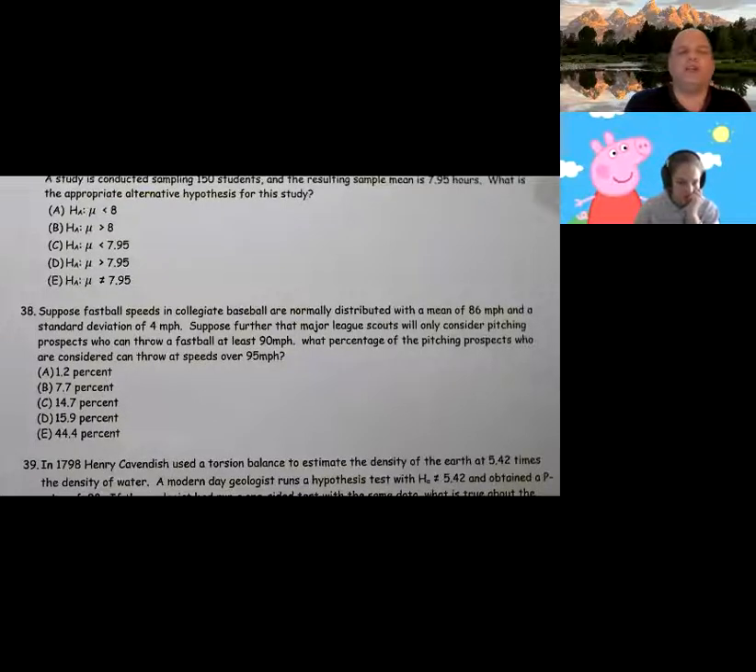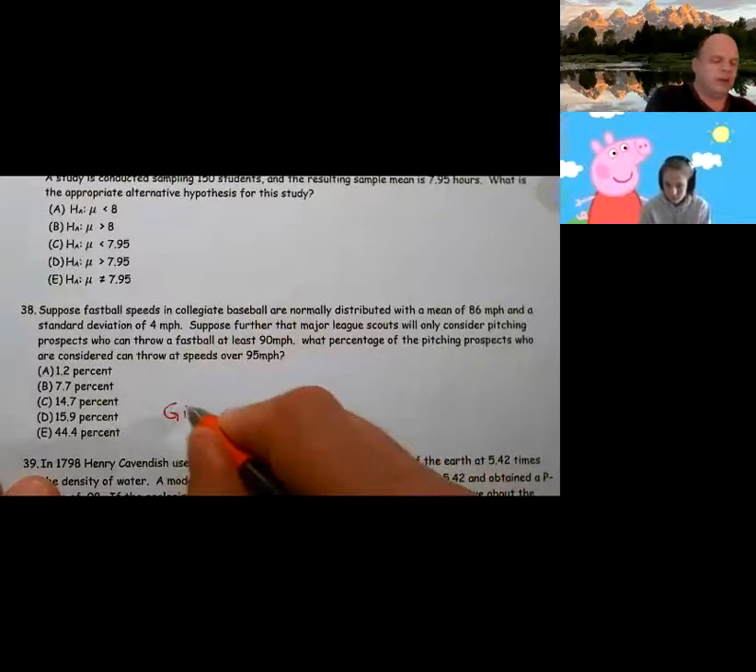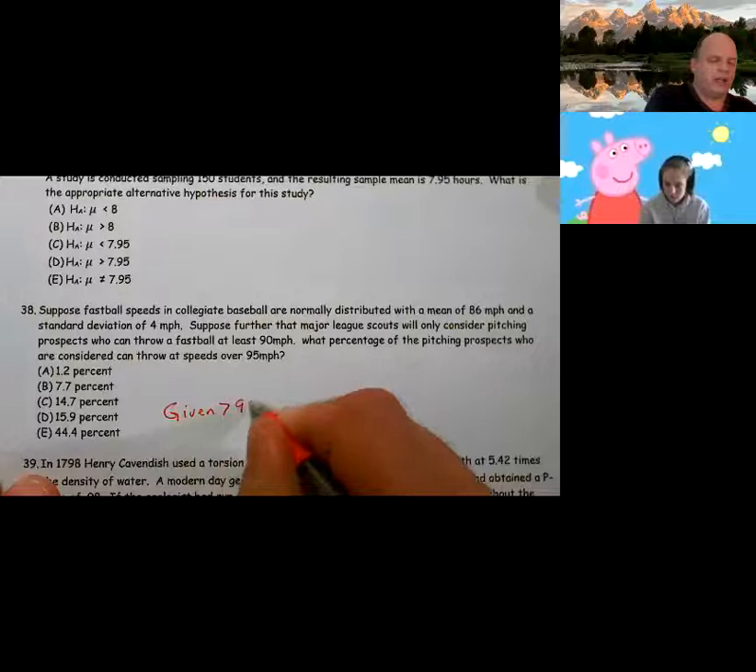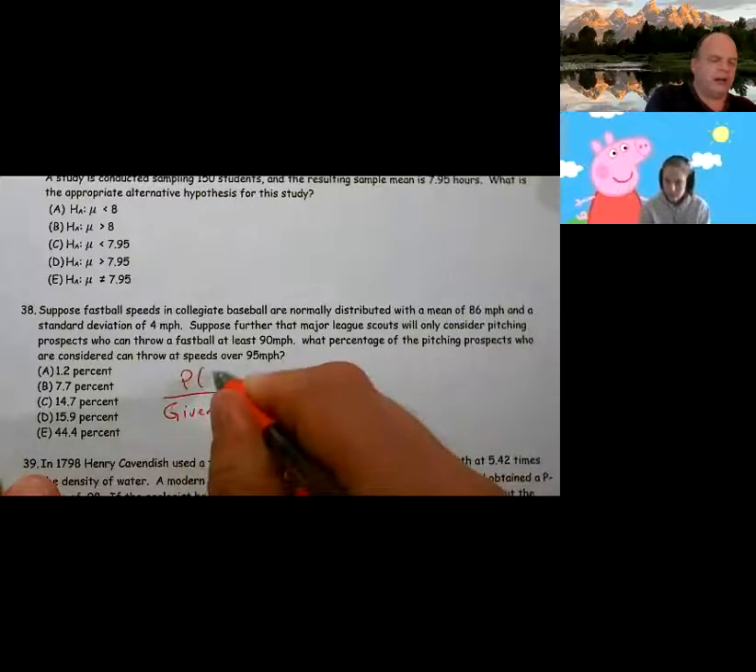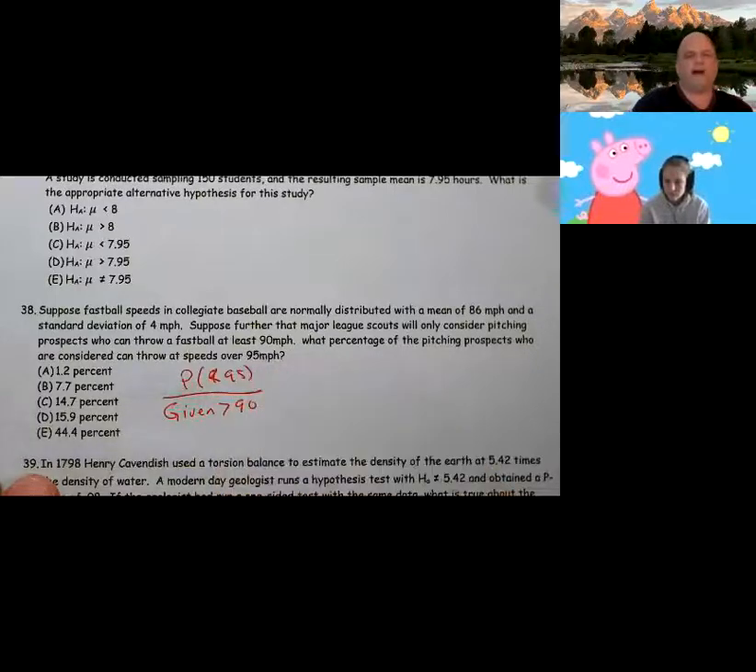Suppose fastball speeds in collegiate baseball are normally distributed, this is number 38, with a mean of 86 and a standard deviation of 4. Suppose further that the major league scouts will only consider pitching prospects who can throw a fastball at least 90. What percentage of pitching prospects who are considered can throw over 95? So this is given greater than 90, what's the probability of greater than 95?